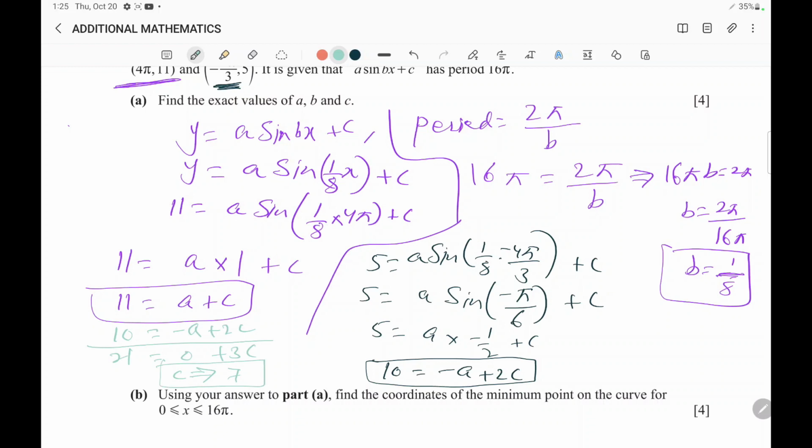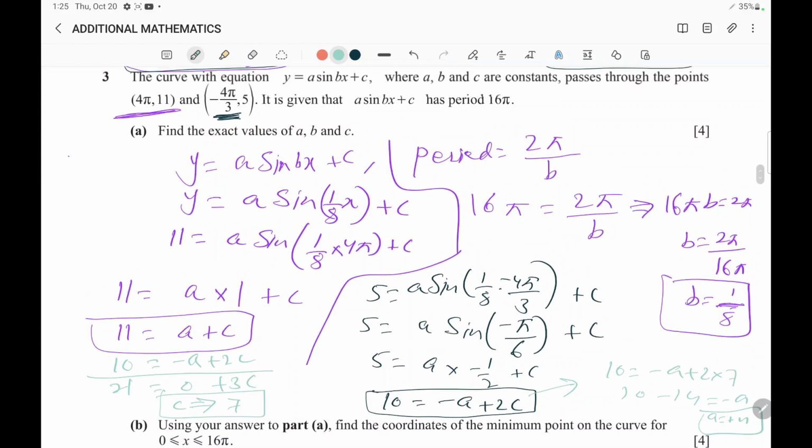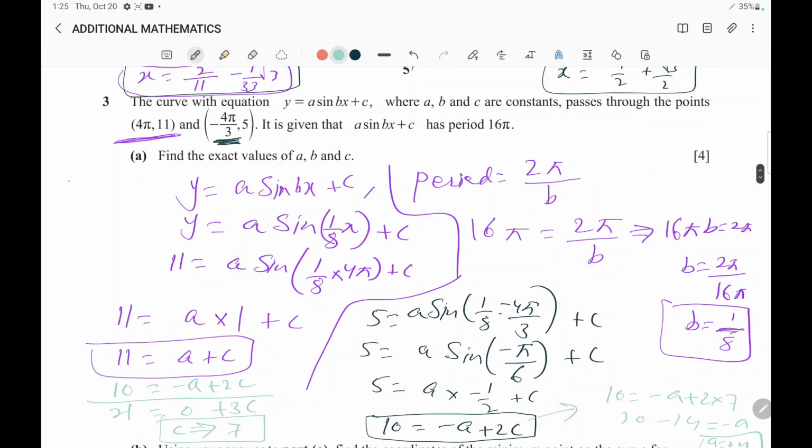Now we need to find a as well, so you can put c equals 7 in that. So 10 equals minus a plus 2 times 7. So 10 minus 14 equals minus a equals minus 4. Okay, so I got 10 minus 14 is minus 4, which equals minus a, so a is plus 4.